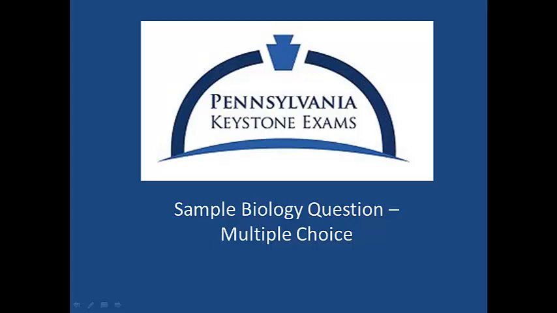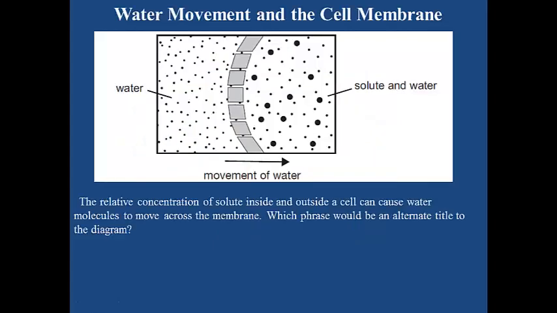In this video, we are going to look at a sample multiple choice question from the Keystone Biology Exam. First, let's read the question together. When there's a diagram, analyze that first to gain an understanding of what's going on. This diagram is called Water Movement and the Cell Membrane.